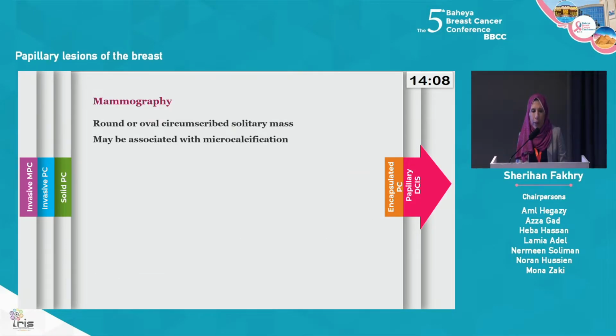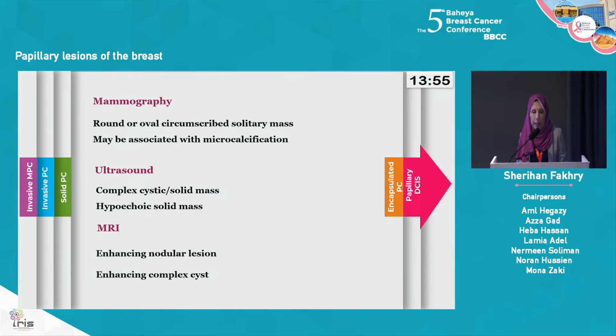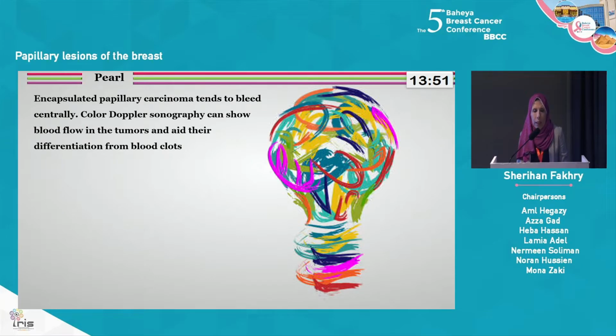By mammography, they may appear as a round or oval circumscribed solitary mass, and may be associated with microcalcification. By ultrasound, usually as a complex solid cystic mass or a hypoechoic solid mass. By MRI, as an enhancing nodular lesion or enhancing complex cyst. Encapsulated papillary carcinoma tends to bleed centrally. Color Doppler sonography can show blood flow in the tumors and aid their differentiation from blood clots.